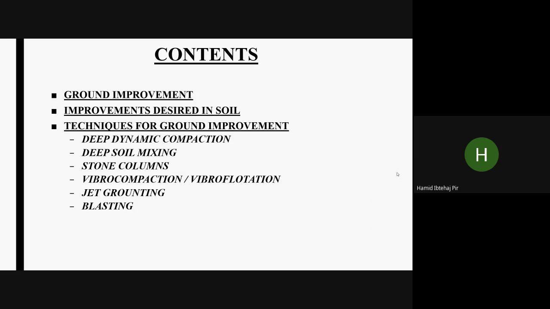Following are the contents of our presentation that includes ground improvement desired in soil, and techniques for ground improvement that include deep dynamic compaction, deep soil mixing, stone columns, vibrocompaction, vibroflotation, jet grouting, and blasting. Next slide, please.